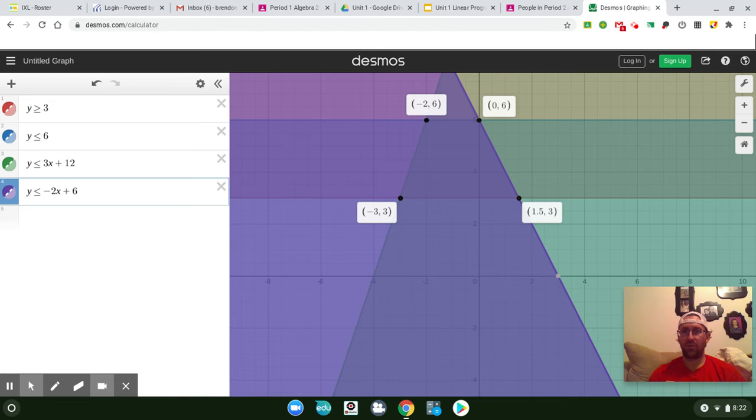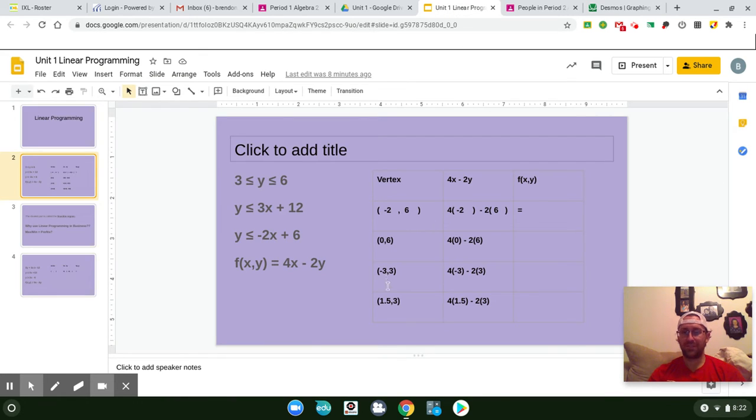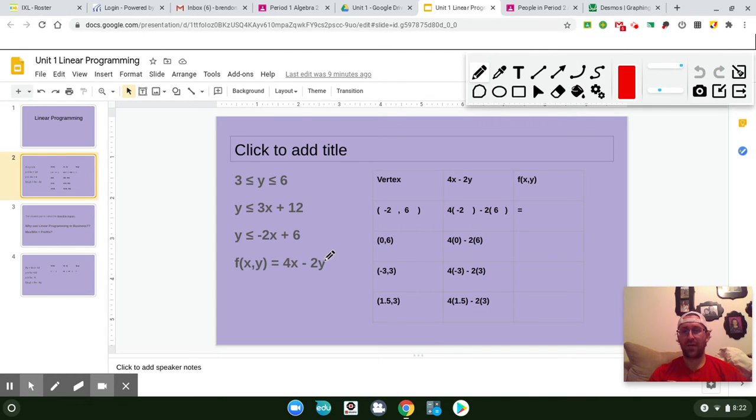Now we're going to go a little further with it. So what we're going to do is plug those 4 points into our table here, and then plug them into our equation, this equation that they got, 4x minus 2y. We're going to plug x and y each time into this equation. So it's going to be 4 times negative 2 minus 2 times 6, and that's going to give us a value. So that's negative 8 minus 12, which is negative 20.